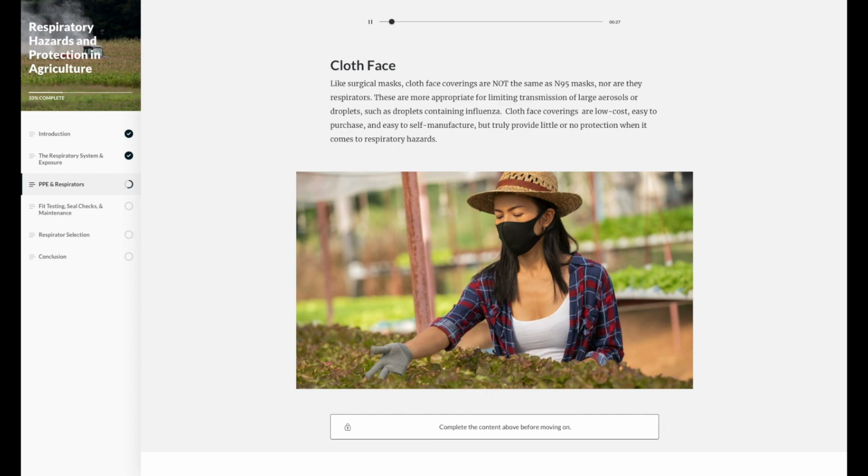Like surgical masks, cloth face coverings are not the same as N95 masks, nor are they respirators. These are more appropriate for limiting transmission of large aerosols or droplets, such as droplets containing influenza. Cloth face coverings are low cost, easy to purchase, and easy to self-manufacture, but truly provide little or no protection when it comes to respiratory hazards.